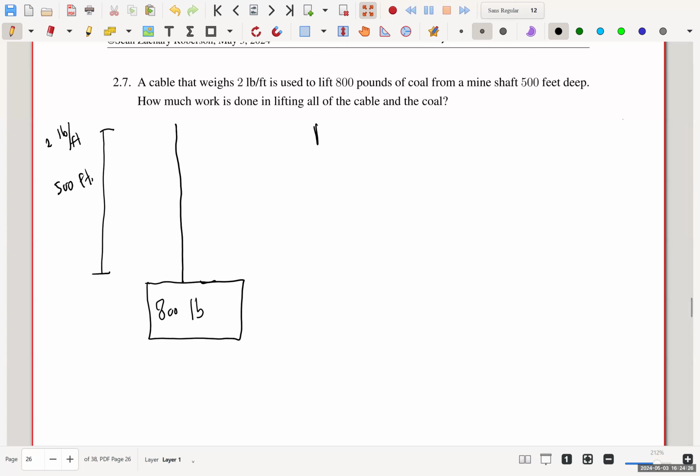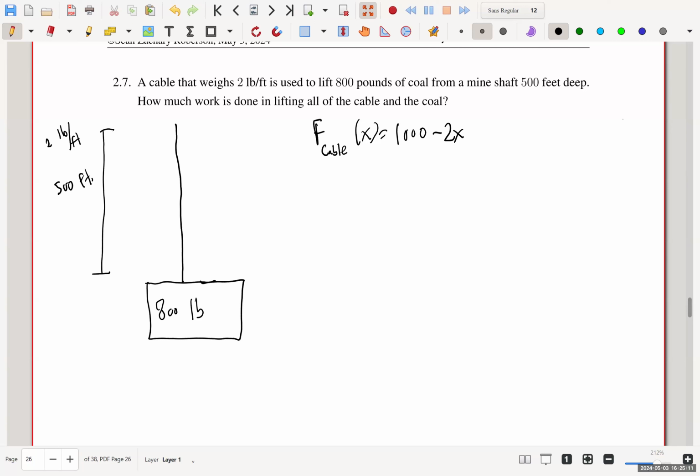So I'm going to denote this as the force of the cable at some position x. The cable initially weighs 1,000 pounds, 2 times 500. This is imperial units, since we're talking about coal. But think about it. As you pull that cable up, you're pulling up less and less at every stage, so we should be subtracting. If I pull up 1 foot of cable, I pulled up 2 pounds. 2 feet of cable, I pulled up 4 pounds. So if I pull up x feet of cable, I'm pulling up 2x pounds. That is the weight of the cable at any position x.